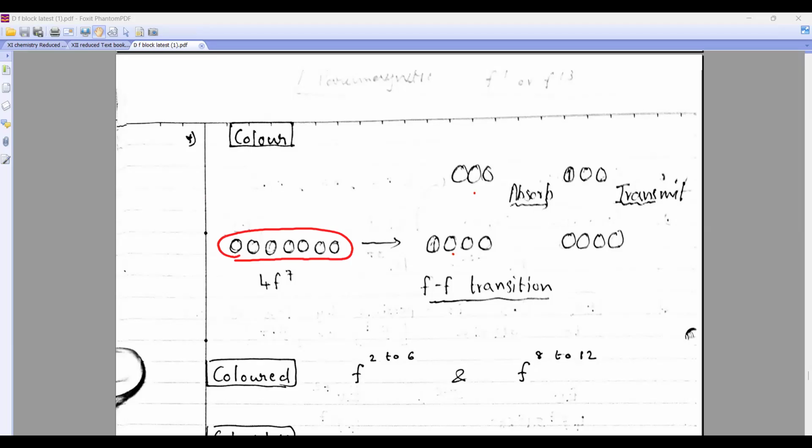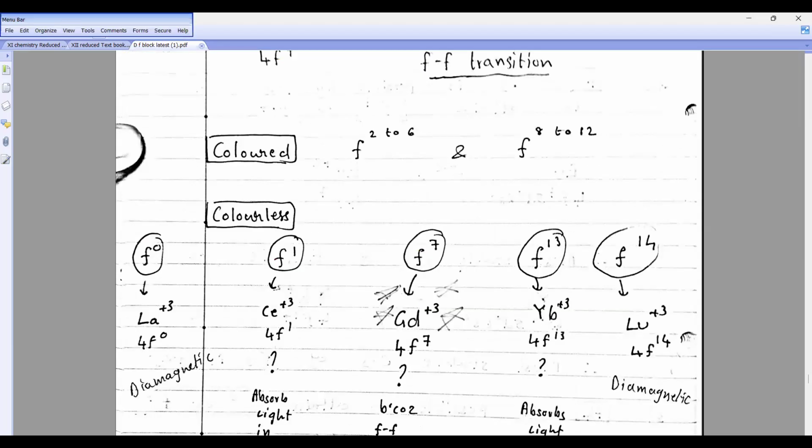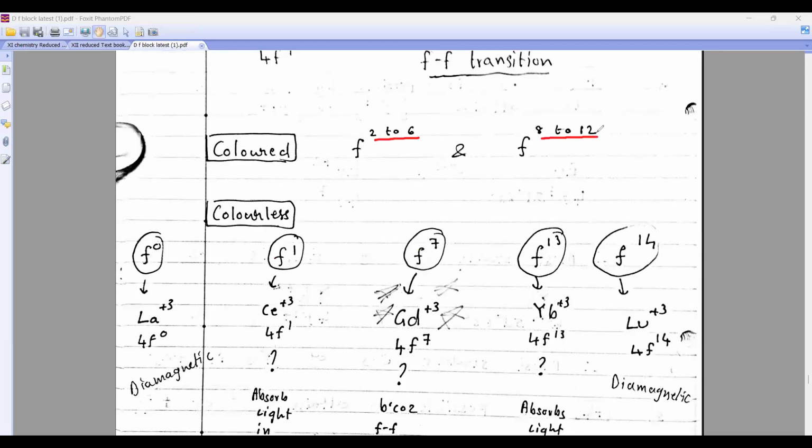So they will break into 4-3. अच्छा, वहां पे d block में क्या पढ़ा था? Color is due to which transition? dd transition. Here color will be due to what? ff transition. अच्छा, but here what is the condition for color? Colorless के लिए क्या condition है? Has to be f2 to f6 and f8 to f12. हाँ, but you will say, sir, in d block we have studied d0 and d10 were colorless. But why here? So here there are few exceptional cases.